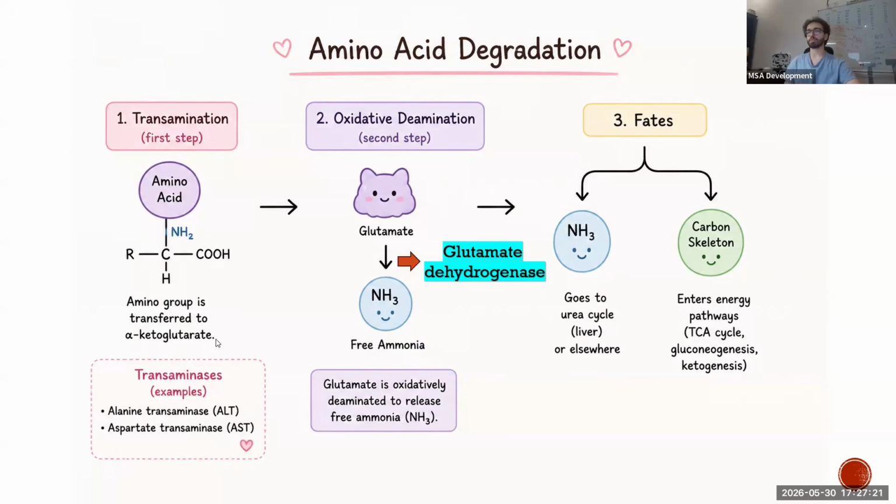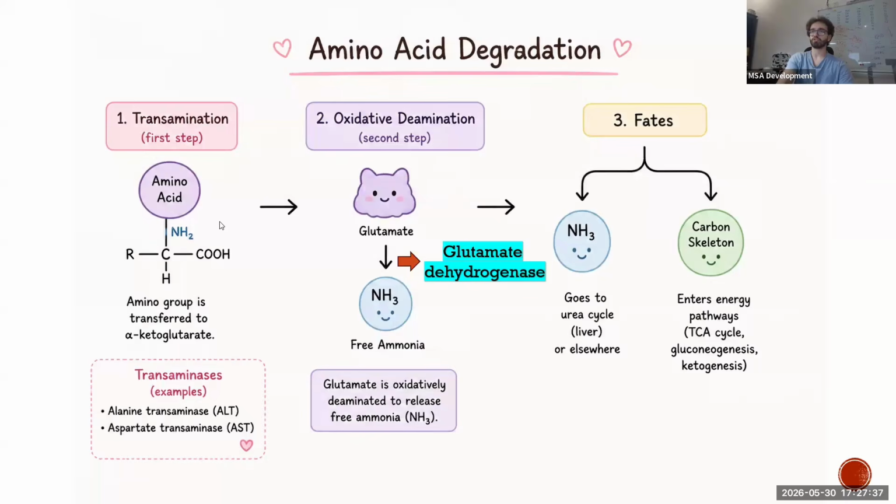Okay, transamination happens through two very important enzymes. Remember them now because we will talk about them again and again. Alanine transaminase and aspartate transaminase. Those are the two enzymes that do the transamination. We will talk about them actually.